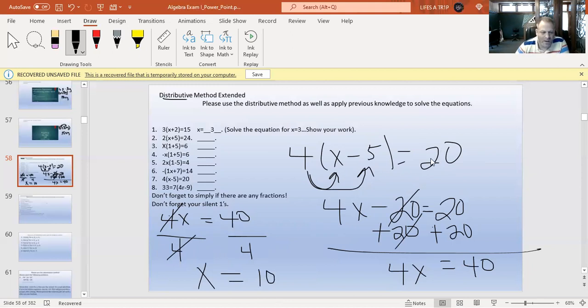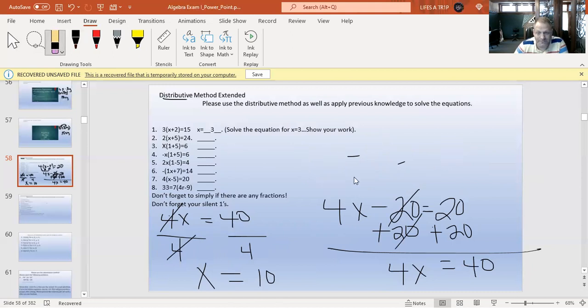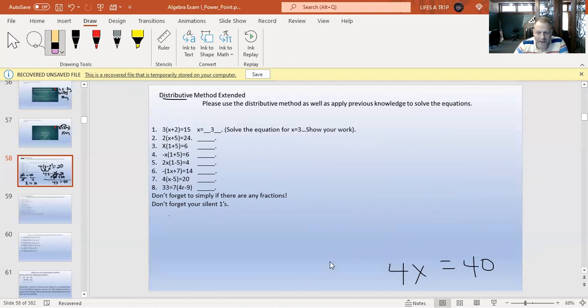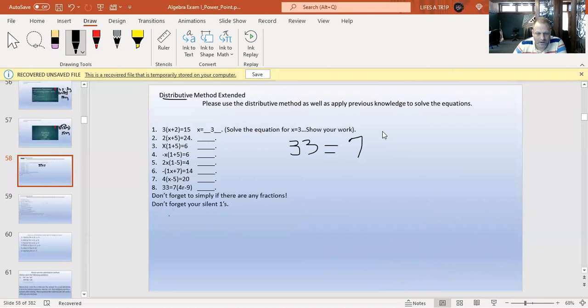All right, number 8. And don't forget, guys, pause the video if you're behind, okay? So now that we know we can have fractions here, and those fractions can be positive or negative, let's look at another one. Let's look at number 8 here. 33 equals 7 times 4r minus 9.